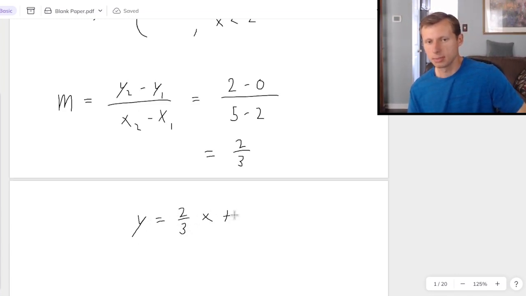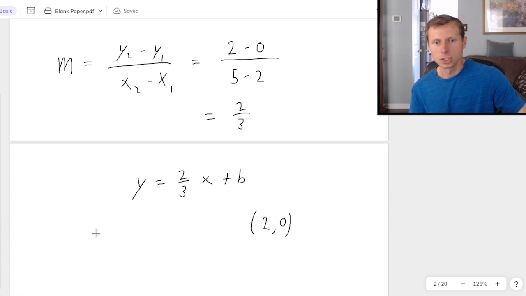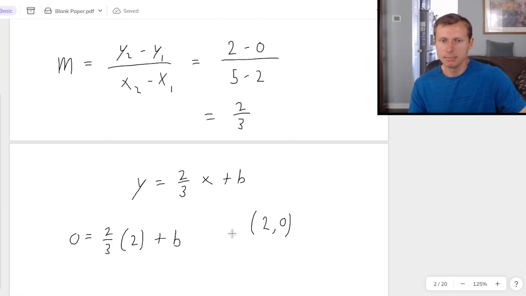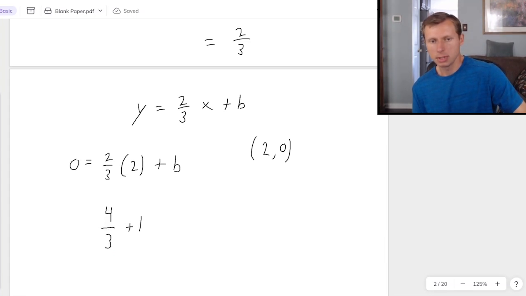Which means now I have y equals 2/3 x plus b. And if I want to find b, which is the y-intercept, then I need to plug in a value for x and y. I will choose the coordinate point (2, 0), because that's the easiest one to choose. So in other words, y is 0, x is 2, plus b. And I'll admit this is a fraction. It's not very friendly, but it's not that bad. 2 times 2 is 4. So 4/3 plus b equals 0. Subtract 4/3 from both sides, and you will get b equals negative 4/3.